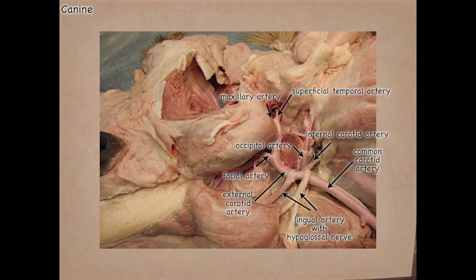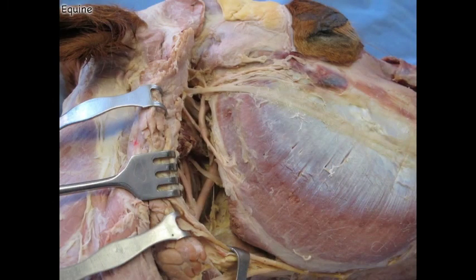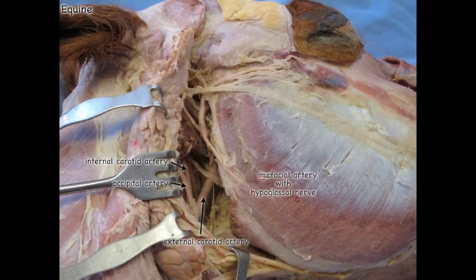So now looking at the horse, here we have the internal carotid artery and the occipital artery coming off very close together, the internal carotid coming off first. External carotid artery continuing here. We're going to see that instead of a separate lingual and a separate facial artery, we're going to have a lingual facial artery, and that's going to be running with the hypoglossal nerve.